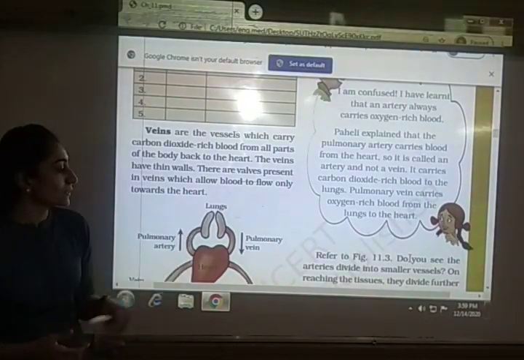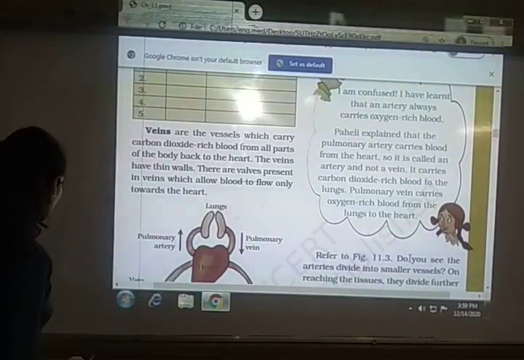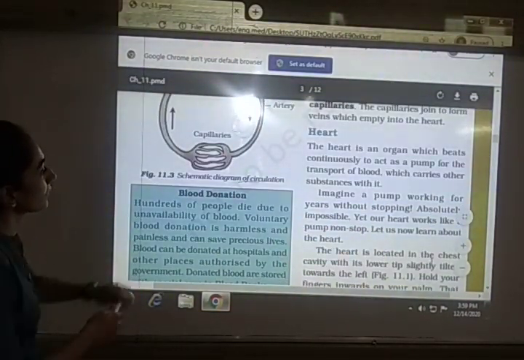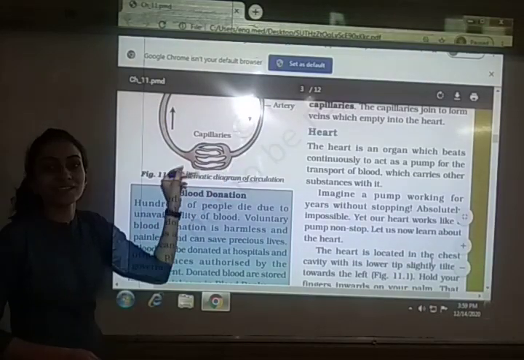And then after we had seen about the capillaries, that is another blood vessel which joins the arteries and veins in the body. So this one is the capillaries.